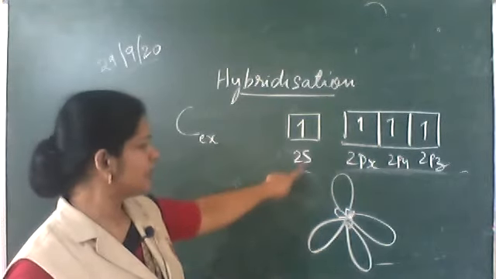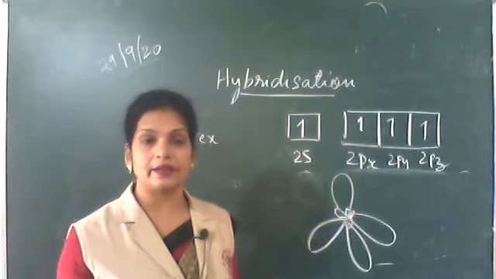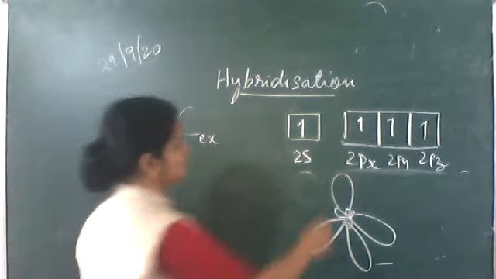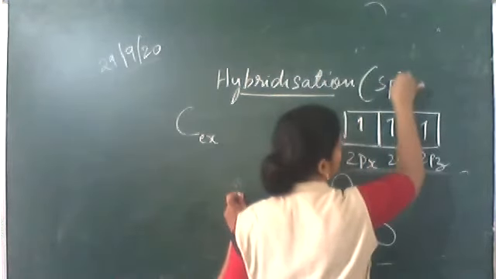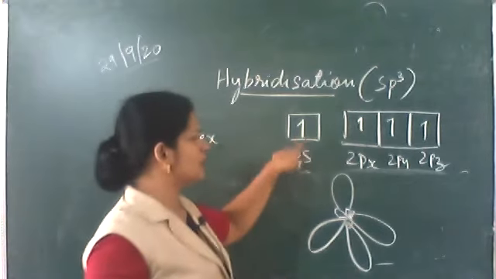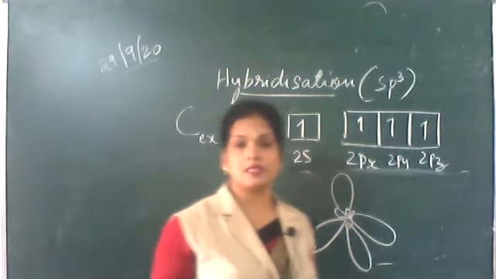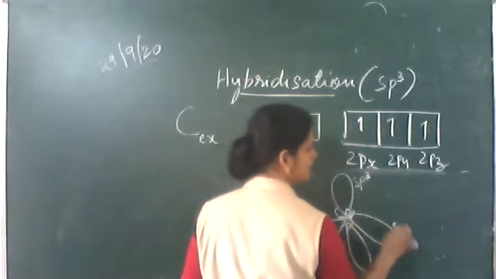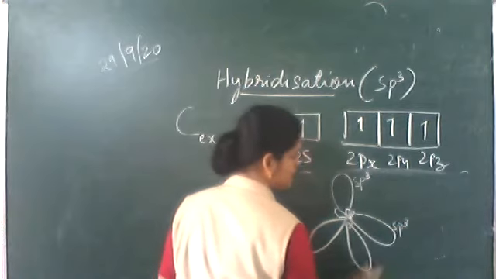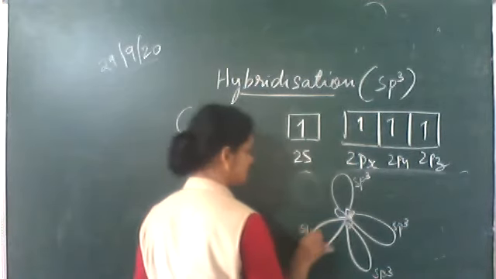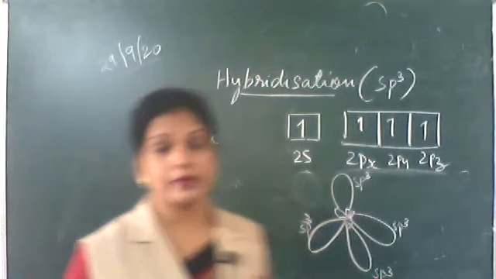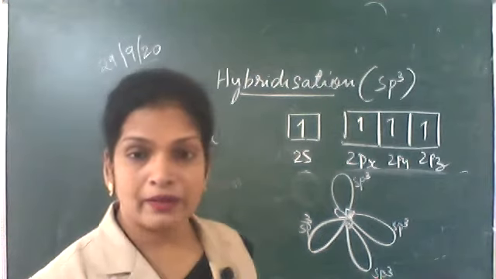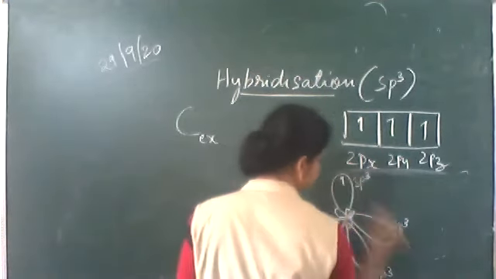Since 1s and 3p are taking part in hybridization, we call it sp3 hybridization. This is sp3. See, one s orbital and 3 p orbitals are taking part. So these orbitals are called sp3 hybridized orbitals. Each hybridized orbital is called an sp3 hybridized orbital. They are residing on carbon. Each one is carrying one electron.